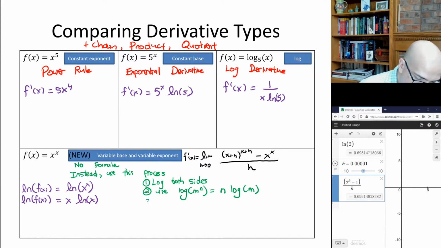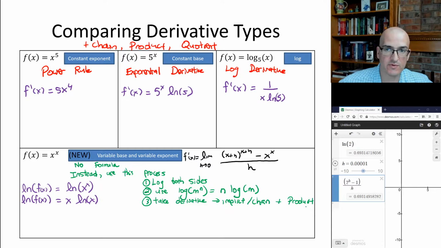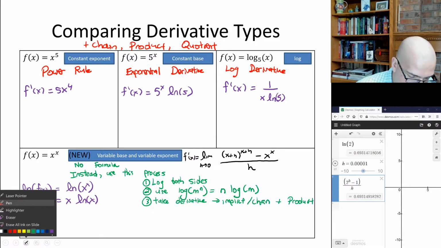Step 3: take the derivative, implicit, chain, plus product. So generally speaking, you will need a product rule for the right-hand side. You'll also need implicit differentiation or the chain rule for the left-hand side, depending on whether or not this is y equals a function or f of x is equal to a function. But it doesn't really matter because chain rule and implicit differentiation are the same thing. There's different labels for the same operation.